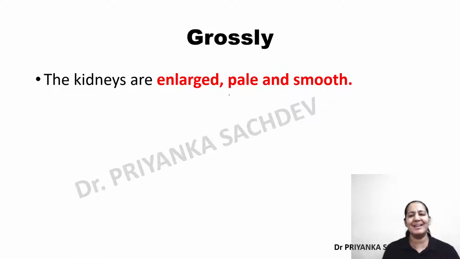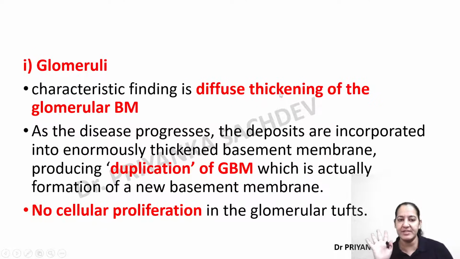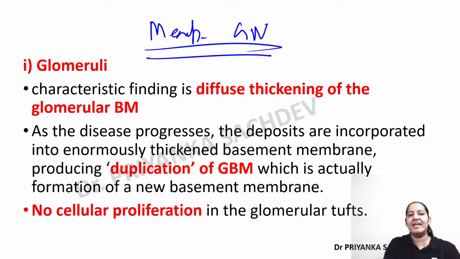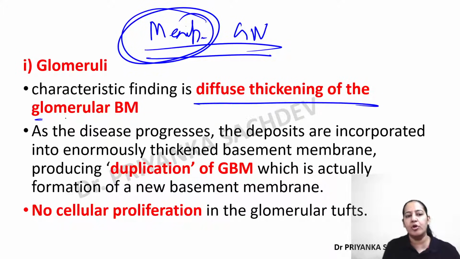Grossly the kidney is enlarged, pale, nothing important. Coming on microscopy, what is the name of the disease I am teaching you right now? I am teaching you membranous glomerulonephritis. As the name indicates, on light microscopy the membrane will be thickened. So there is diffuse thickening of the glomerular basement membrane.